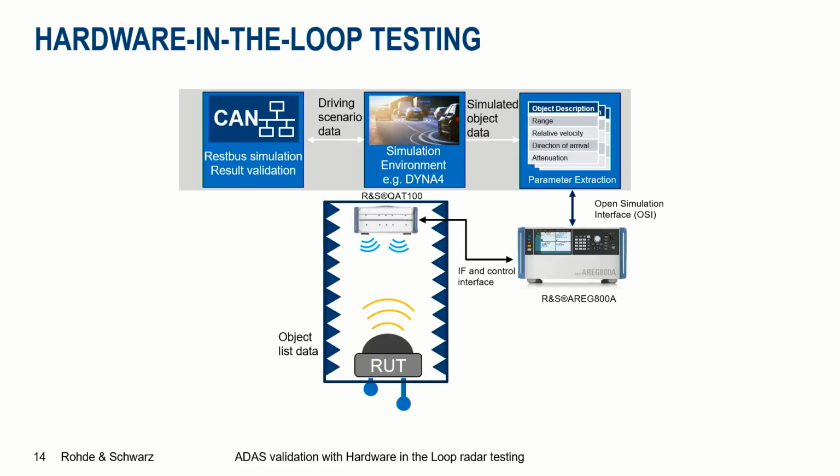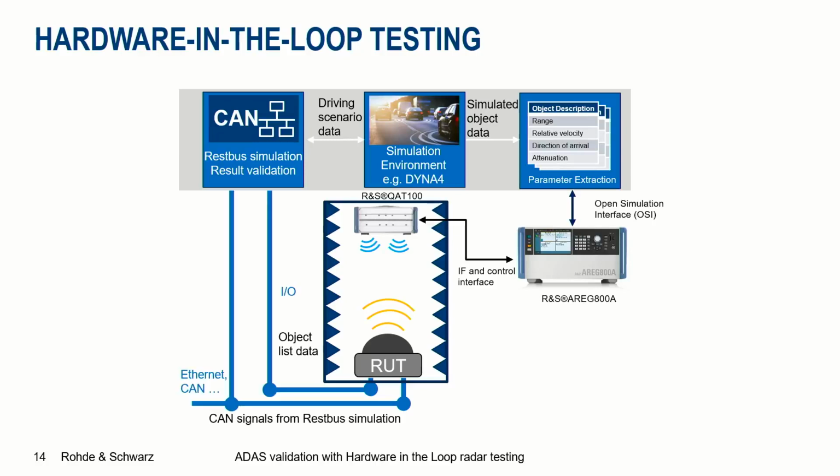In the next step, we add more or less our hardware. So the AREC 800 and the QAT100. The AREC 800 is connected to that software package using the open simulation interface. The AREC then remote controls the QAT, takes over the object description from the environment simulation software, the extracted parameter list, and then over the air stimulates the radar sensor under test with it.